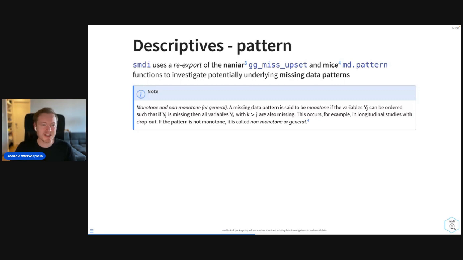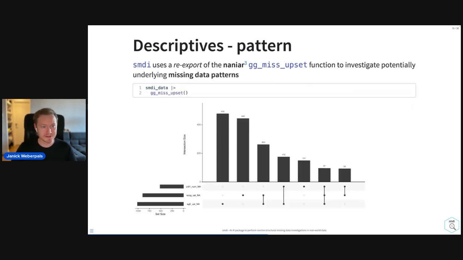And for that, we actually use re-exports of the naniar package and the mice package, because they have two functions which are really great in visualizing these missing data patterns. And so we did not see the necessity to reinvent the wheel here. And so this is one example of how missing data patterns can be visualized.